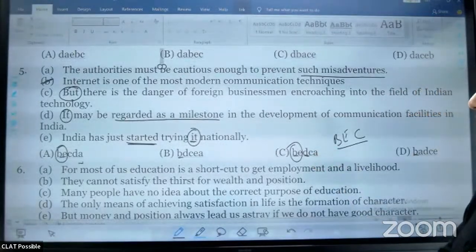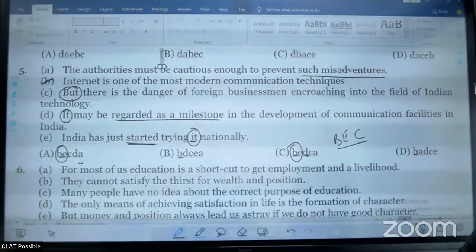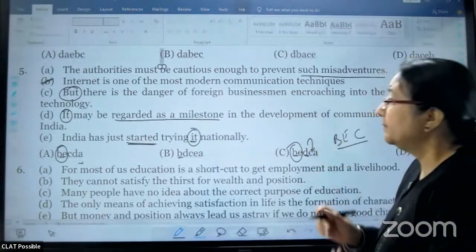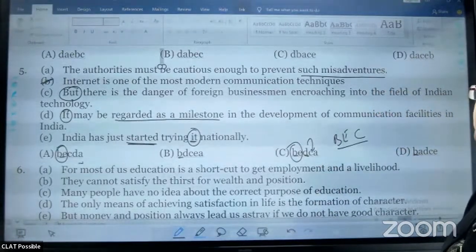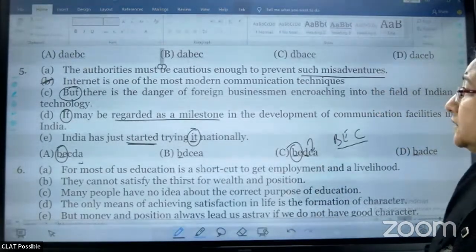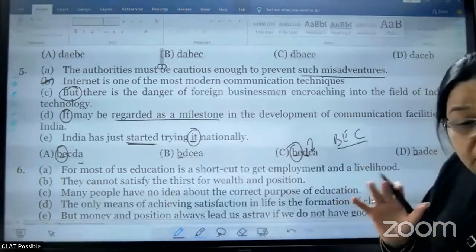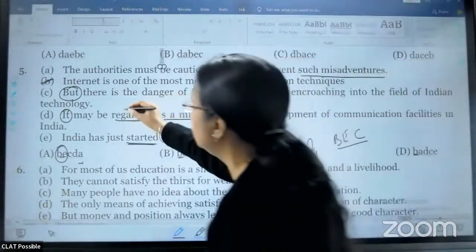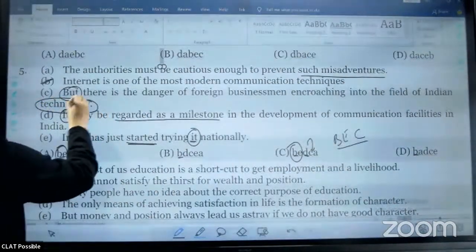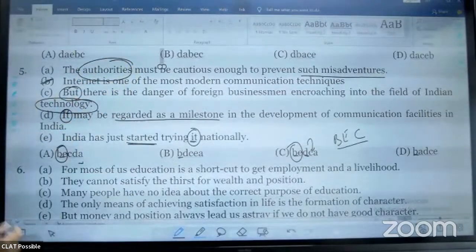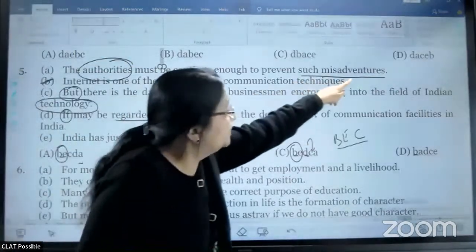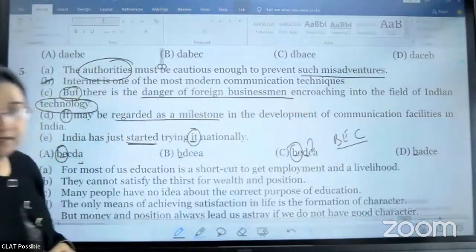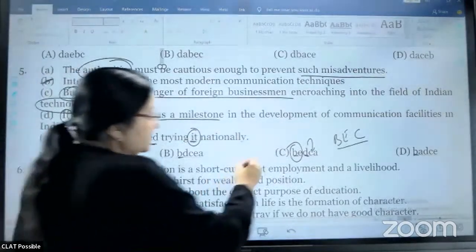Check B. It may be regarded as a milestone in the development of communication facilities in India. And then I say, but there is the danger of foreign business encroaching into the field of Indian technology. The authorities must be cautious enough. Now see here, general to specific, dekho bete. Field of Indian technology. And subset is authorities of that must be cautious enough to prevent such misadventure. Misadventure क्या है? ये ना. तो कौन सा आंसर है? Answers.